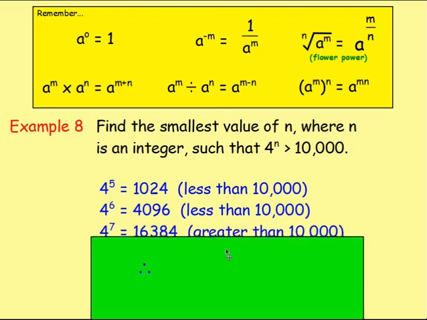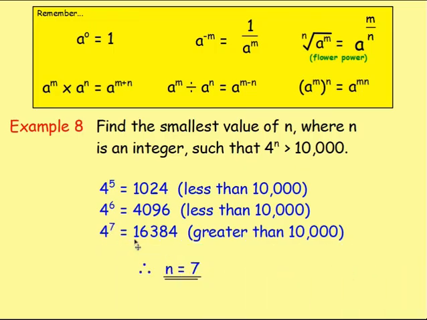Work out 4 to the power of 7. 4 to the power of 7 is 16,384. Well, whoa, that is bigger than 10,000. That then is what we're looking for. We're looking for the smallest integer for which 4 to the power of that will give us something over 10,000. So the smallest number will be 7. So n equals 7 will be the number that will give us something over 10,000. Anything less than that will give us less than 10,000.